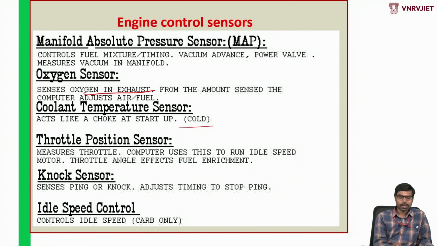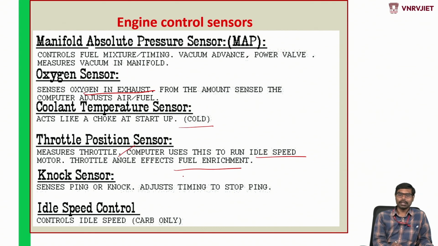And the throttle position sensor measures the throttle position. Based on that I can understand whether I am operating at idle speed, that is starting, or cruise range, or power mode. When you are operating in power mode, the throttle will be 100% open, or when you are overcoming a high load, then the throttle position is 100%. Whether I need to go for a rich mixture or a lean mixture will be decided based on the throttle position sensor.